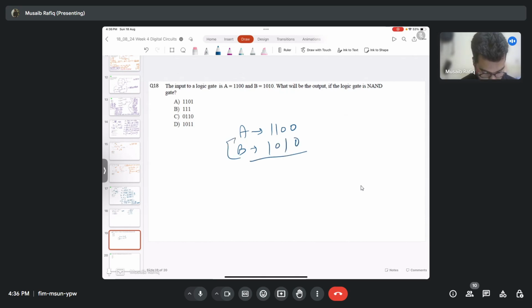So that is a bitwise NAND operation. NAND operation between 0 and 0 is 1, 1 and 0 is 1, 1 and 0 is 1, and 1 and 1 is 0. So it is 0 1 1 1. That is option B.